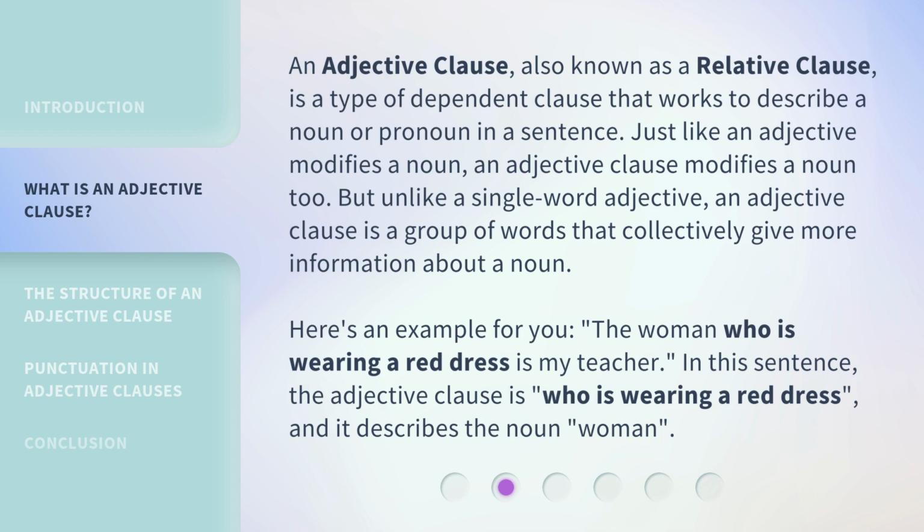An adjective clause, also known as a relative clause, is a type of dependent clause that works to describe a noun or pronoun in a sentence. Just like an adjective modifies a noun, an adjective clause modifies a noun too. But unlike a single-word adjective, an adjective clause is a group of words that collectively give more information about a noun. Here's an example for you. The woman who is wearing a red dress is my teacher. In this sentence, the adjective clause is who is wearing a red dress, and it describes the noun, woman.